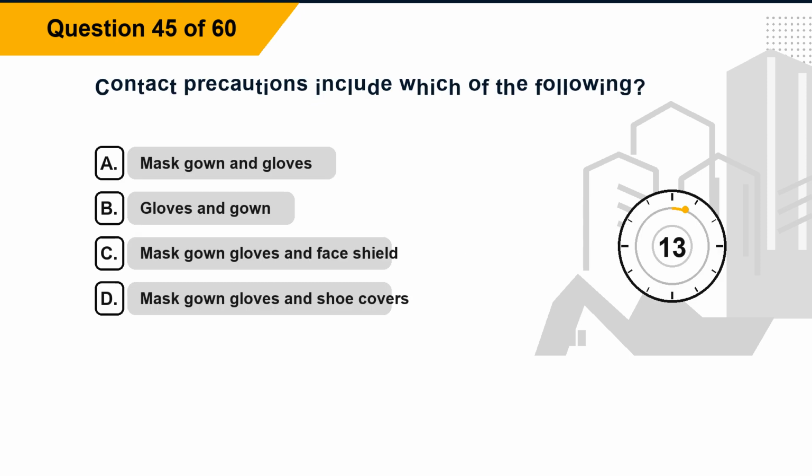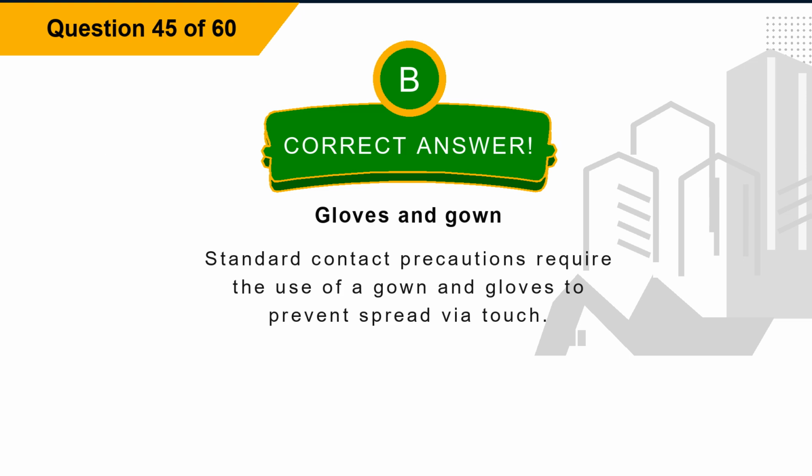Question 45. Contact precautions include which of the following? Option A, mask, gown and gloves. Option B, gloves and gown. Option C, mask, gown, gloves and face shield. Option D, mask, gown, gloves and shoe covers. The correct answer is option B, gloves and gown. Explanation. Standard contact precautions require the use of a gown and gloves to prevent spread via touch.